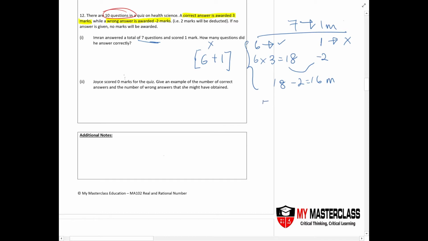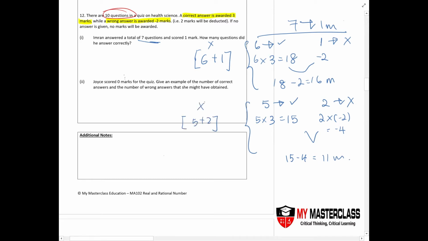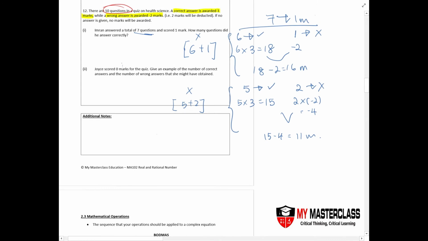Let's try the next combination. I will have 5 correct and 2 wrong. So I have 5 multiplied by 3, which gives me 15, and 2 multiplied by -2, which gives me -4. If I combine them together, I have 15 minus 4, and this gives me 11 marks. So again, this combination of 5 plus 2 is also wrong.